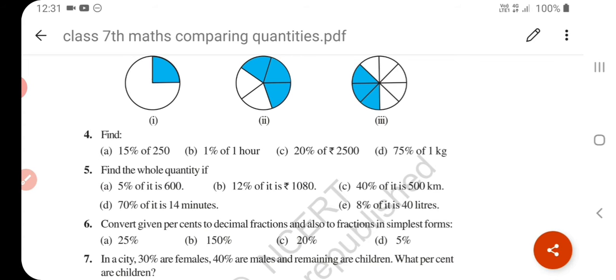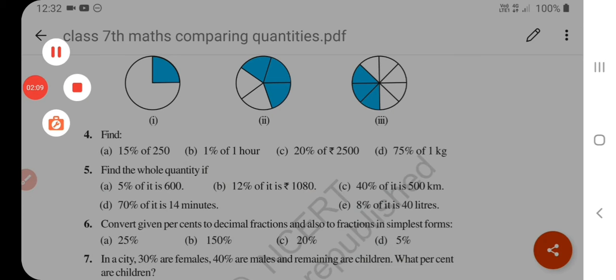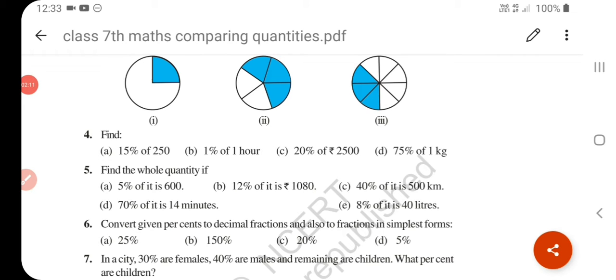Then we learned some applications of proportion, and then we learned about percentage, another way of comparing quantities. When two ratios are equivalent, then we can say that they are in proportion. Whenever two ratios are equal, we can say that they are in proportion.